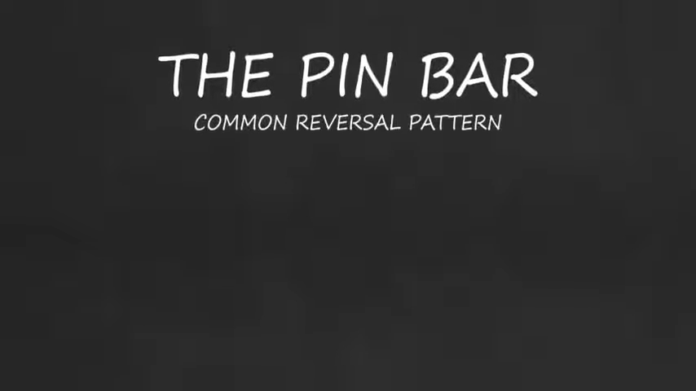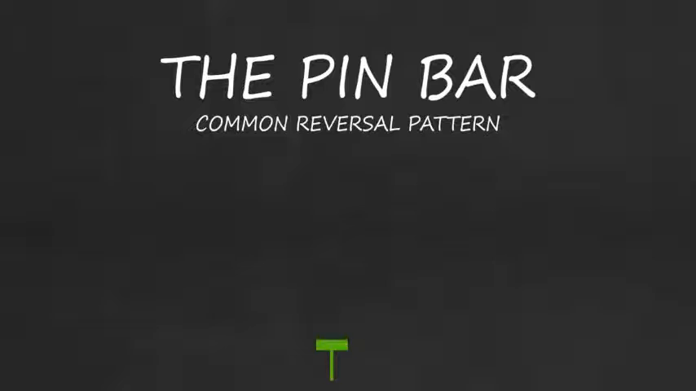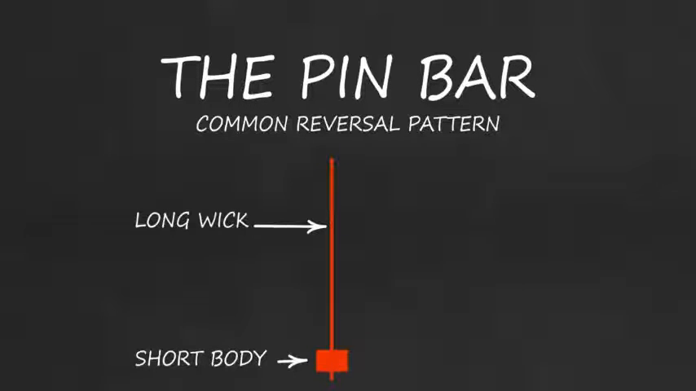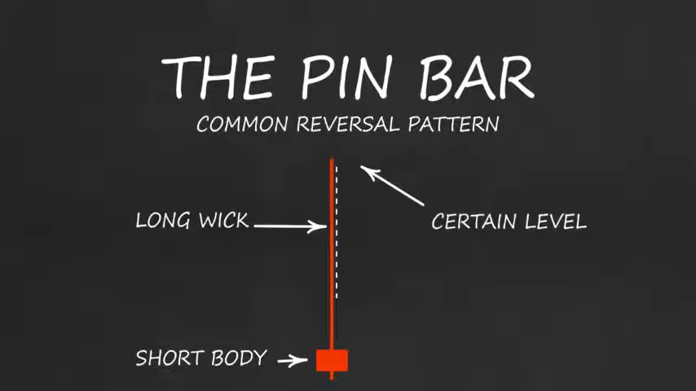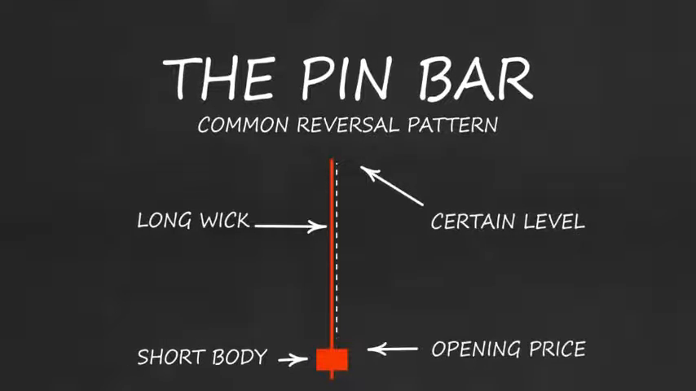The pin bar. The pin bar formation is one of the most common price action reversal patterns. The pin bar has a short body and a long wick, essentially showing that for all the trading activity, the price ends up very close to where it started. So from this candle we can see that the price went to a certain level and then came all the way back near the opening price.